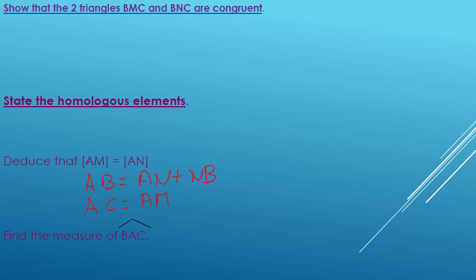AC is equal to AM plus MC. Yes. AB equal AC, because triangle ABC is isosceles. NB equal MC from the homologous elements, MB is equal to MC. What do we get now? We get AN is equal to AM. Okay?